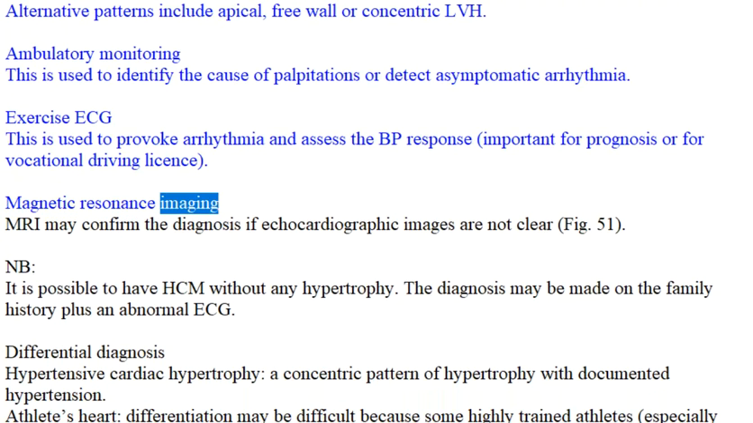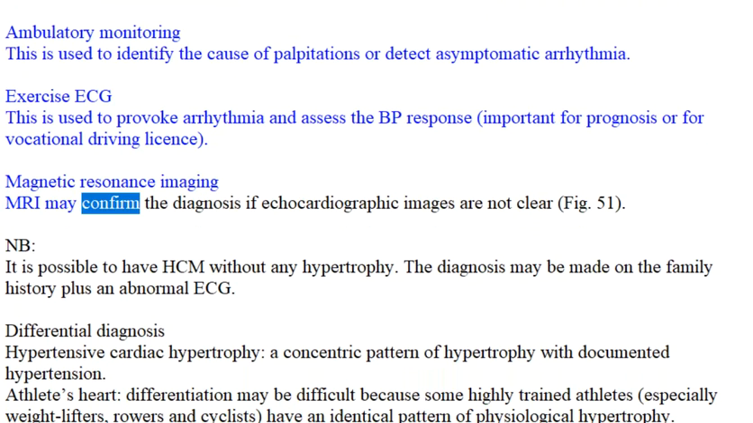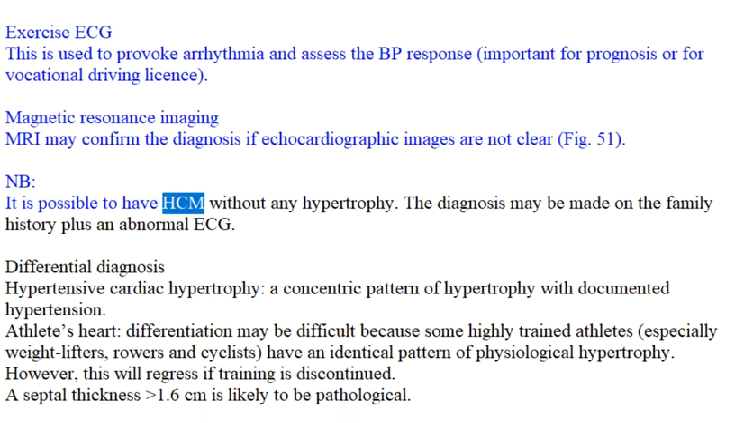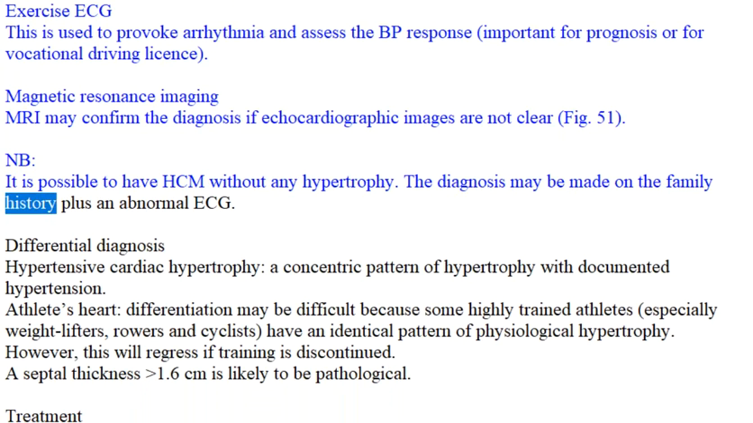Magnetic resonance imaging. MRI may confirm the diagnosis if echocardiographic images are not clear, Fig 51. NB. It is possible to have HCM without any hypertrophy. The diagnosis may be made on the family history plus an abnormal ECG.